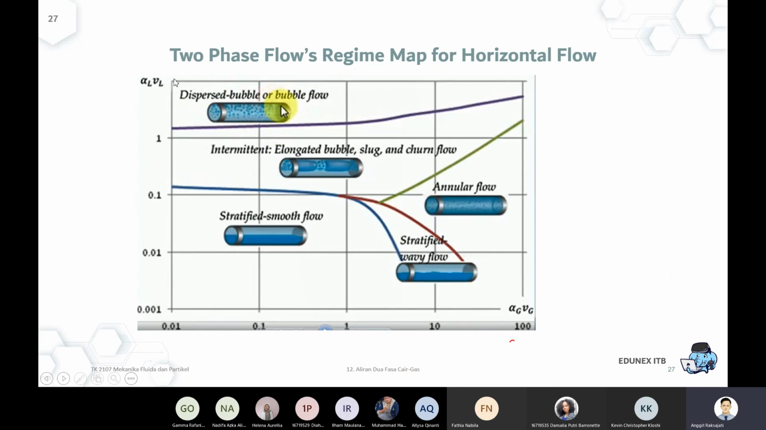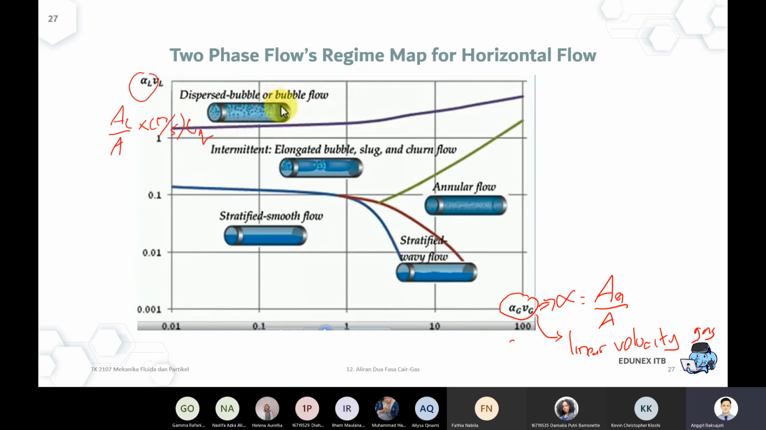In the next one, I think it's expressed in a different unit. Alpha G again. Alpha is the area filled by gas divided by the overall area, and Vg is the linear velocity of the gas. So there is no one correct way to express it. Same thing over here. We have the area filled by the liquid divided by the overall area, multiplied by the meter per second of the liquid. So it's fine.